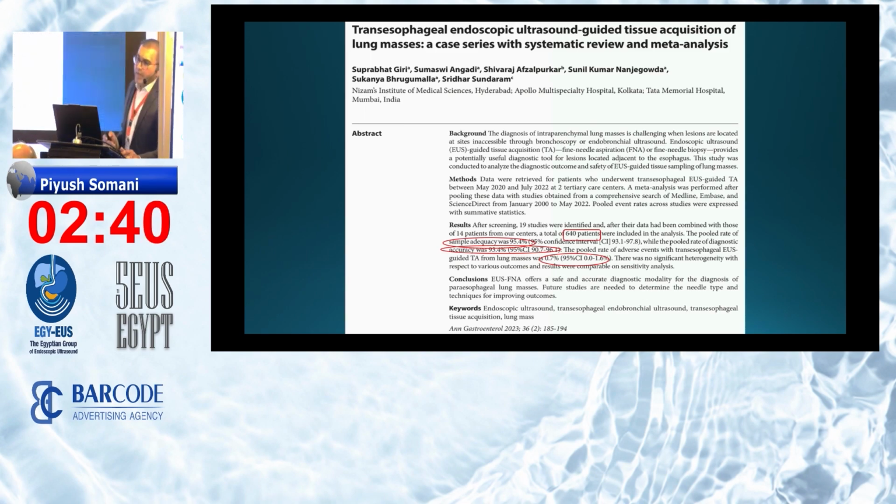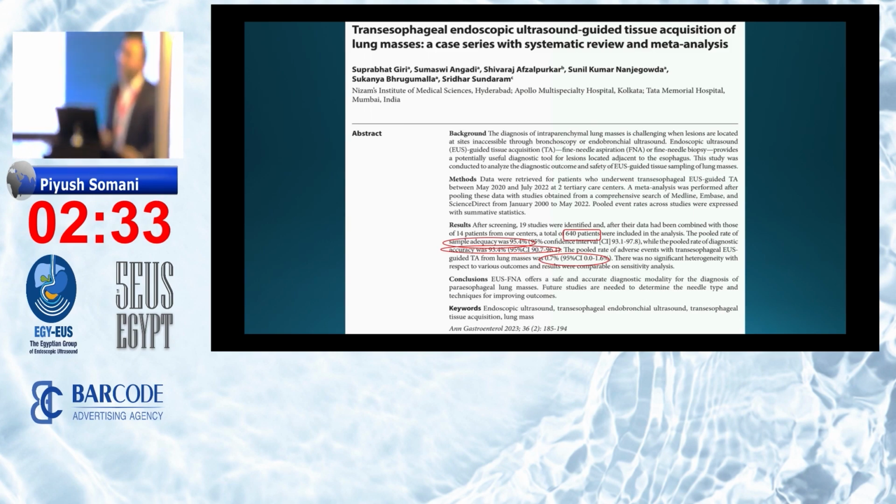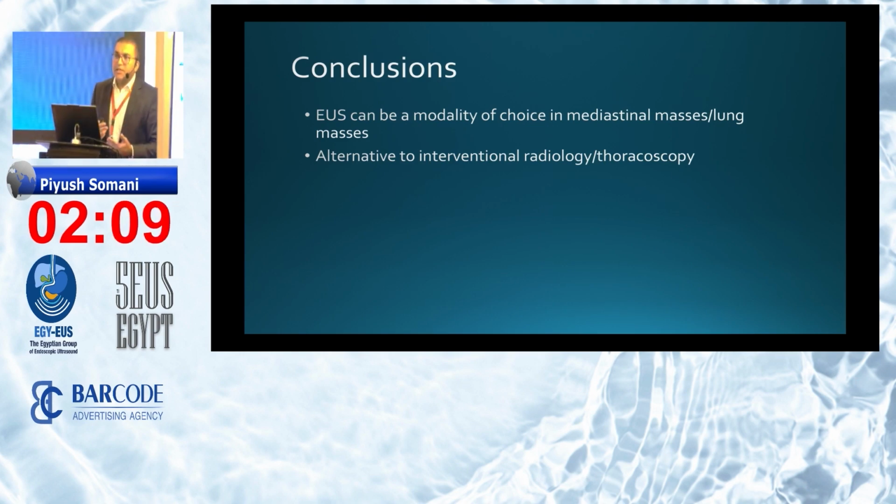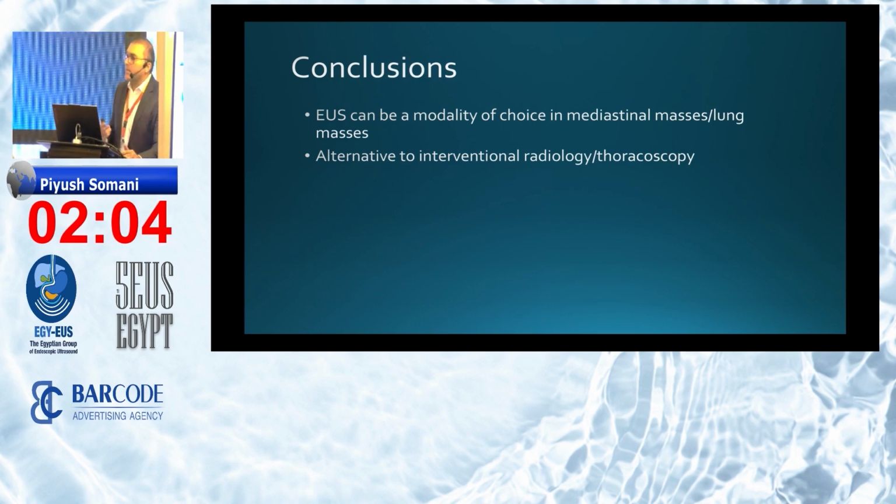And concluding my presentation, this is one paper from 2023 giving us a series about the safety of transesophageal EUS guided lung biopsy. If you can see, 640 patients, sample adequacy is 95%, accuracy is 94%, and the chances of complication is less than 1%. So it's very safe, particularly in selected patients when the mass is located very close to the esophagus on a CT scan, within 2 centimeters. We can easily attempt a biopsy from the mediastinum or the lung masses, and we can give them a diagnosis.